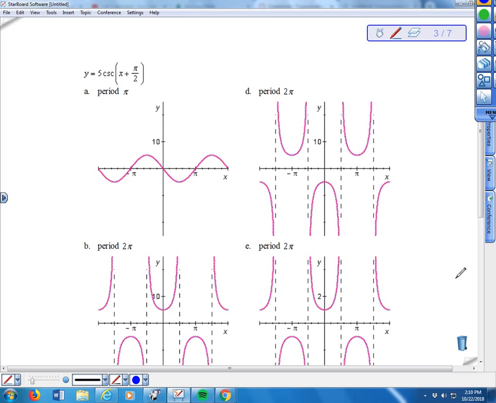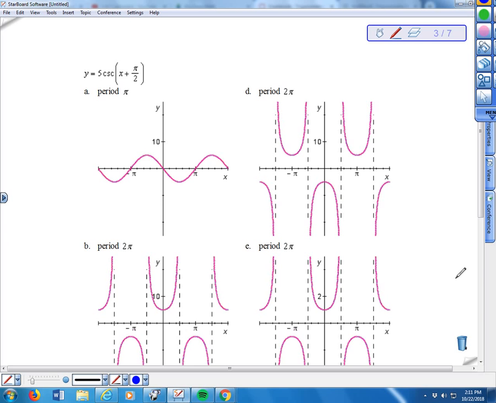So the easiest way for me to figure this out is the asymptotes again, where the asymptotes normally on secant or cosecant are where sine is 0. So 0, pi, 2 pi, 3 pi, 4 pi. But this time they shifted left pi over 2. So now instead of 0, it's going to be negative pi over 2. Which one of those two has an asymptote at negative pi over 2? Both of them, right?